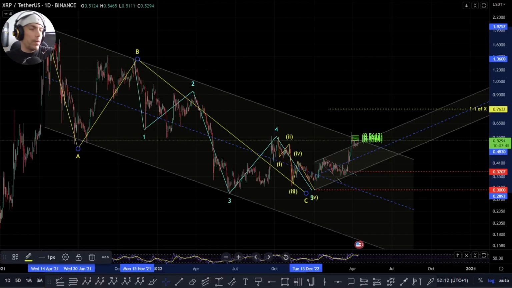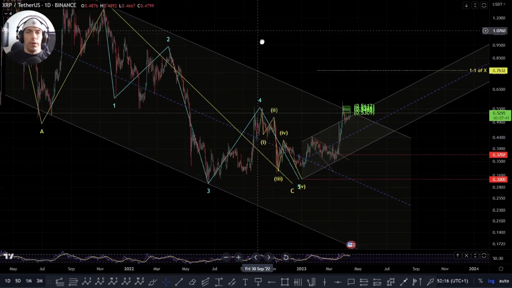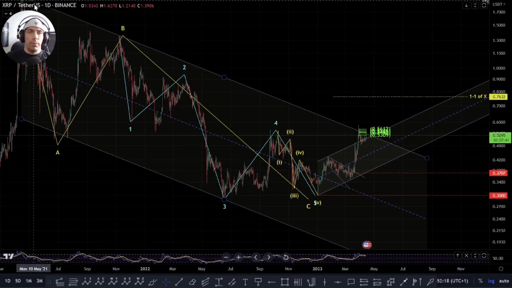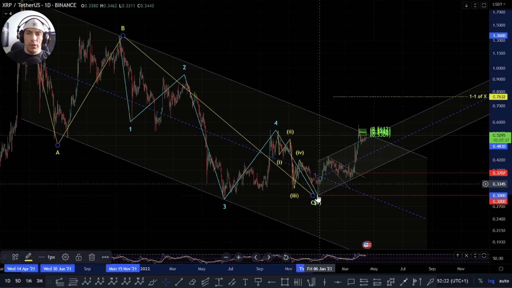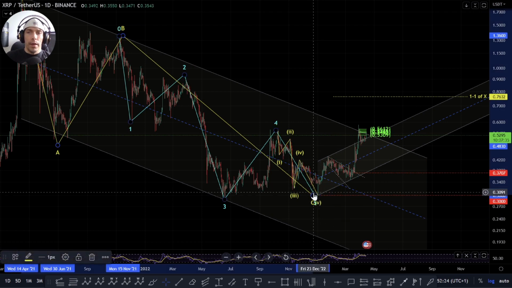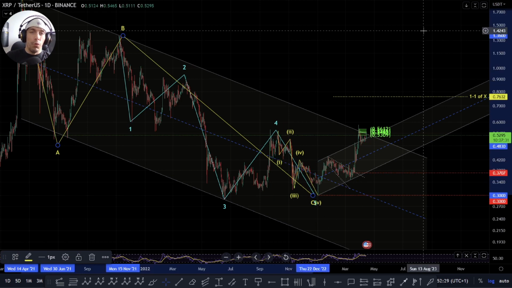Okay, so what we're looking for now, I just want to discuss this before we jump into the micro scale here. There's two ways that I'm looking at this move down. We can potentially count this as an A, B, and a C, in which case we could look to actually complete into this low here, in which case this could then be a completed corrective move, and we could be starting our move to the upside.